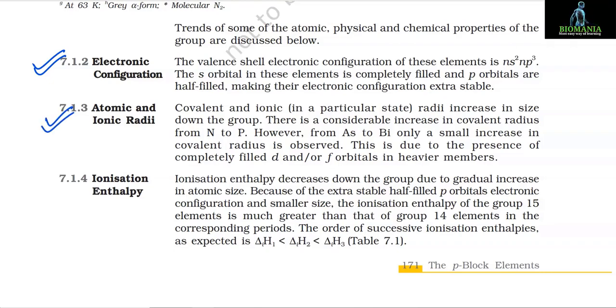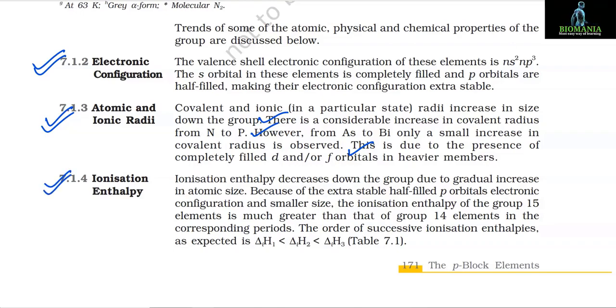7.1.3 Atomic and ionic radii. Covalent and ionic radii in a particular state increase in size down the group. There is a considerable increase in covalent radius from nitrogen to phosphorus. However, from arsenic to bismuth, only a small increase in covalent radius is observed. This is due to the presence of completely filled d and or f orbitals in heavier members.